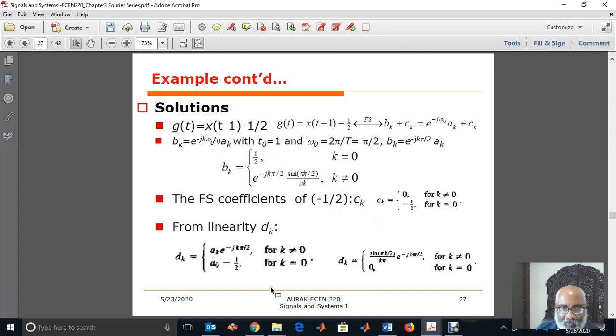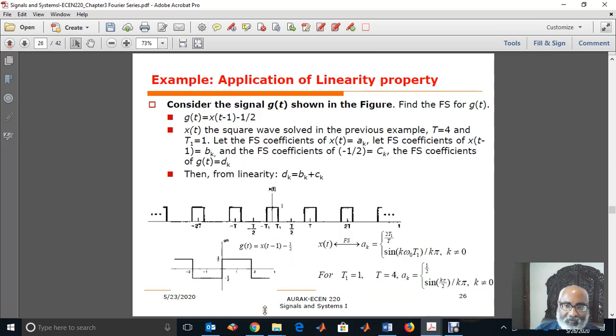Okay, so using the linearity property, we finally found d_k, which is b_k plus c_k, equal to 0 for k equal to 0, and sin(k pi over 2) over k pi times e raised to minus j k pi over 2 for k different from 0. So that means we found the Fourier series representation of this periodic signal.